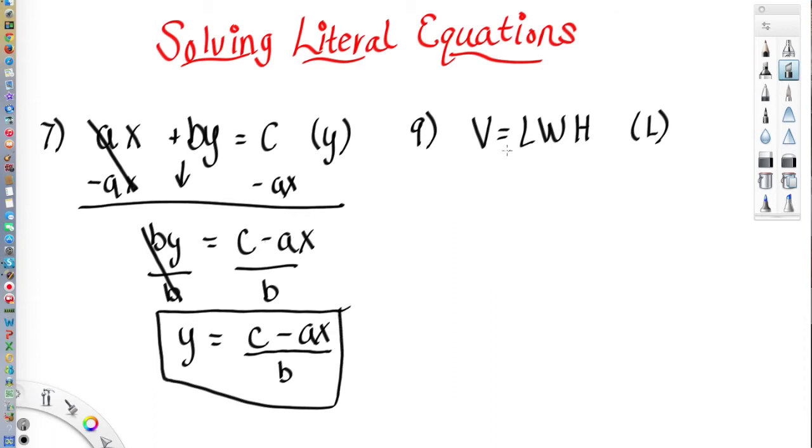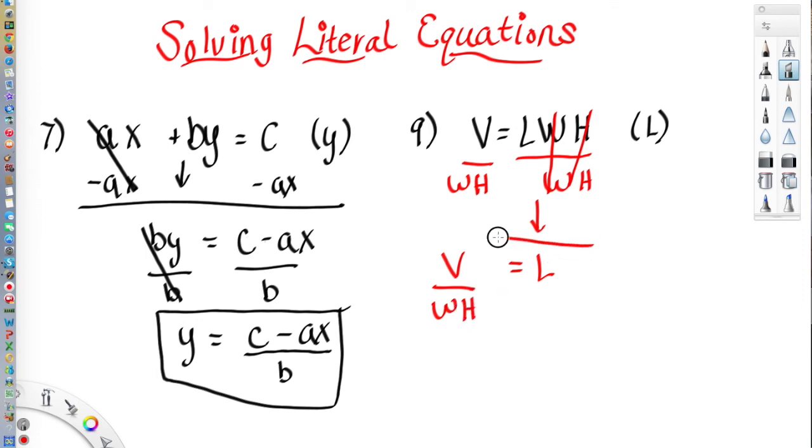For number 9, I have V is equal to LWH, and I want to solve for L. Well, one thing I can notice right off the bat that's happening to L is it's being multiplied by WH. So the inverse of that is divide by WH, and what I do to one side, I need to do to the other. Okay? My W's and my H's cancel each other out, and I'm left with L is equal to V divided by the product of WH. And there's my answer.